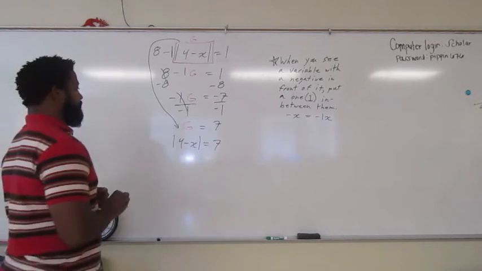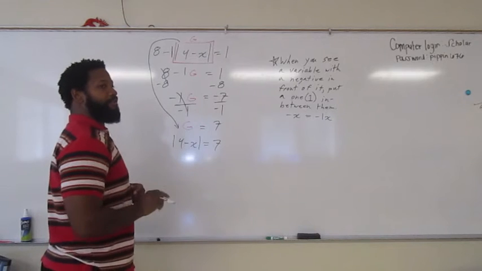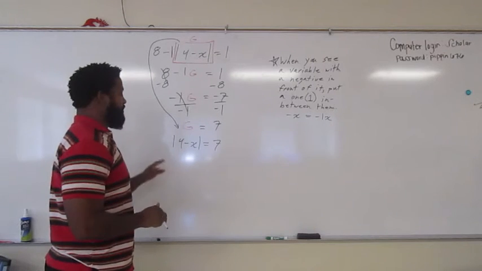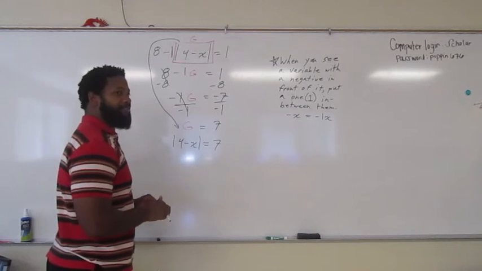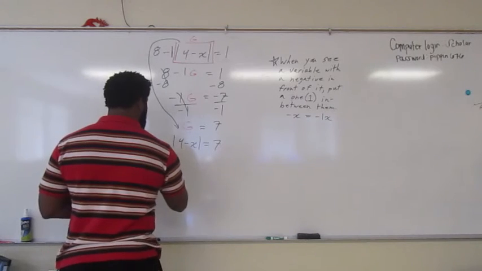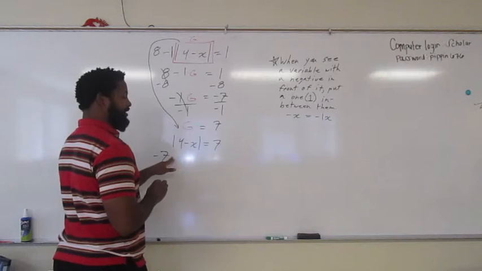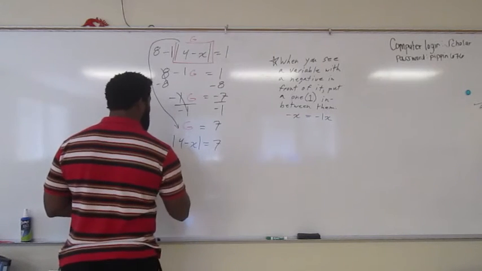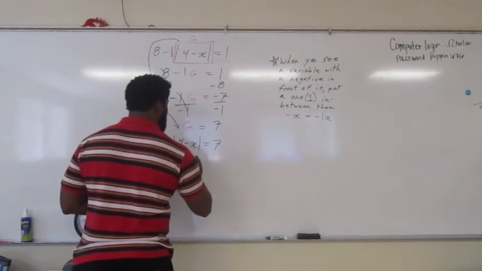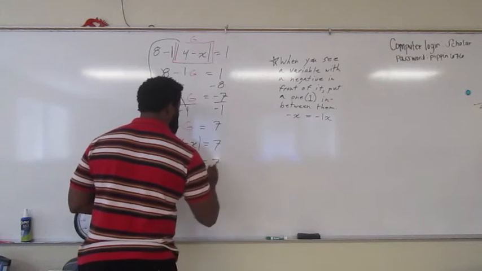Yeah. So therefore, Flores, redemption time. What are we gonna write next? -7, 4 minus x. What goes after the -7? Equals, yes. 4 minus x equals 7. Yes, good job.